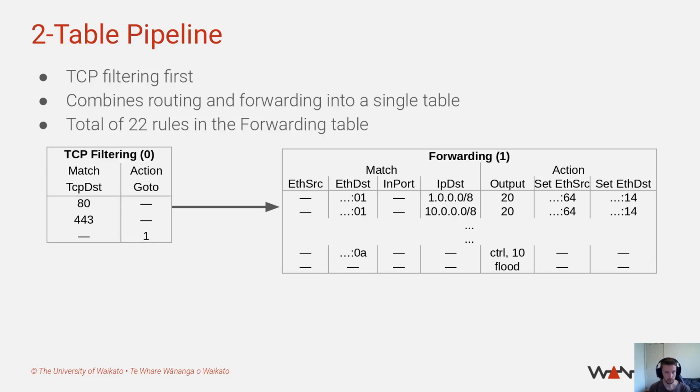We made a contrasting pipeline, the 2-table pipeline, which basically tries to do everything in the opposite order or as differently as possible. We put the TCP filter in first rather than partway through the pipeline, and then we combine all the forwarding into a single table, whether it's routing or switching.